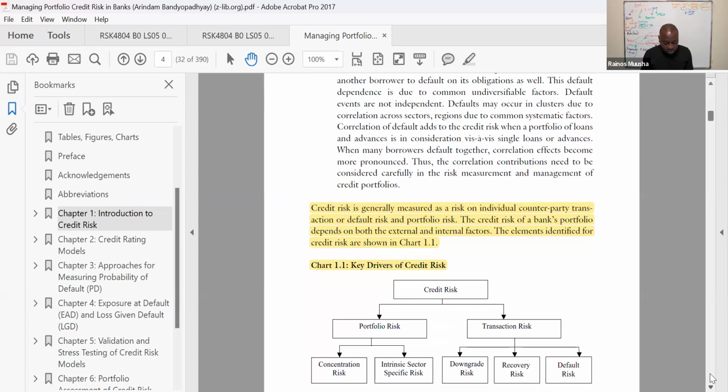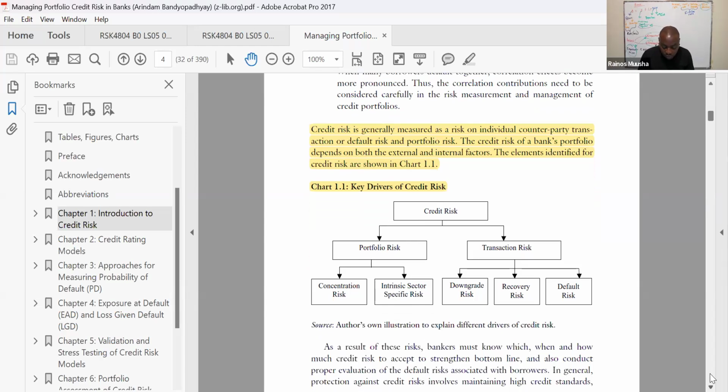In the next section, they also say the credit risk is generally measured as a risk on individual counterparty transaction or default risk, and portfolio risk. So the credit risk of a bank's portfolio depends on both external and internal factors. The elements identified for credit risk are shown in chart 1.1, and here they give us the key drivers of credit risk. The key drivers can be portfolio risk or transaction risk.